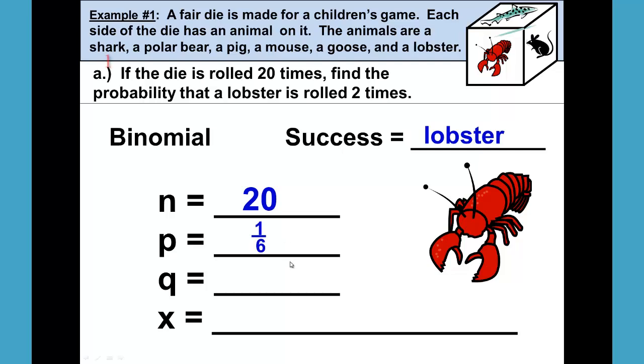And the probability, since it's a 6-sided die, is 1 in 6 of getting a lobster. And this will remain constant each time we roll the die. So that meets the 4 criteria, and we have filled out most of our blanks. Let's fill out the last 2. The probability of failure will be 1 minus 1/6 or 5/6, and our x's will be 0 through 20.